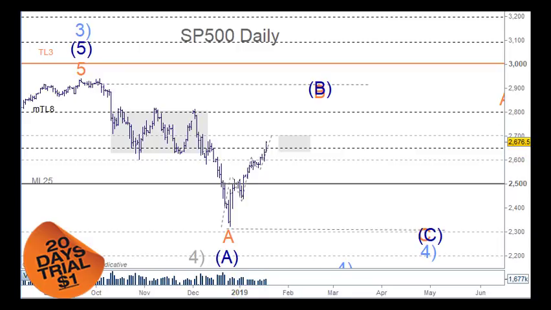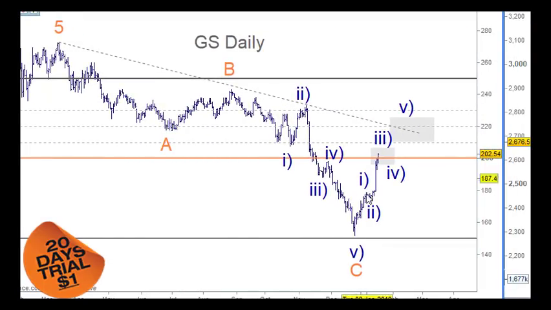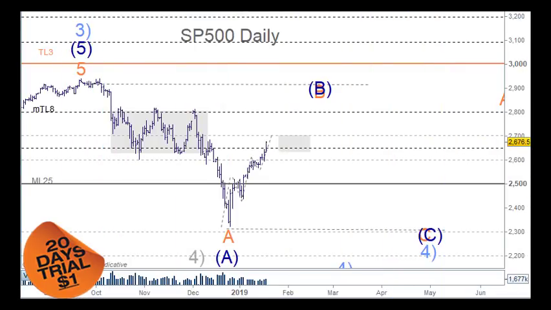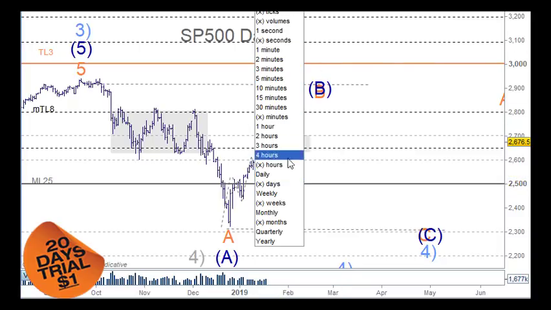So like we looked at Citigroup here for a moment, we can look at this as wave 1 and 2 here, a nice strong third wave here, and then a fourth and a fifth. So a much bigger picture to the upside here that will take us higher. So let's just go in and have a look at this on the hourly chart first.